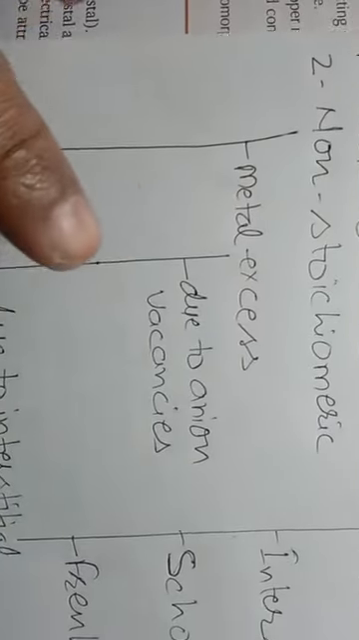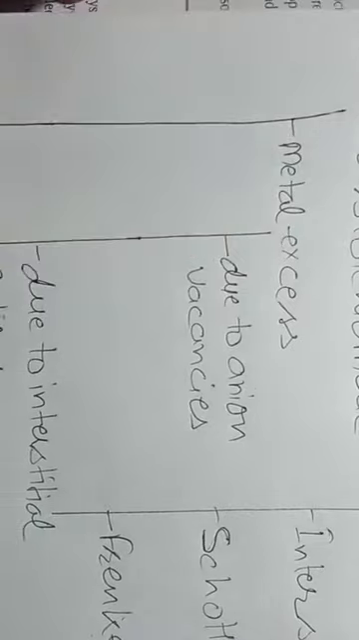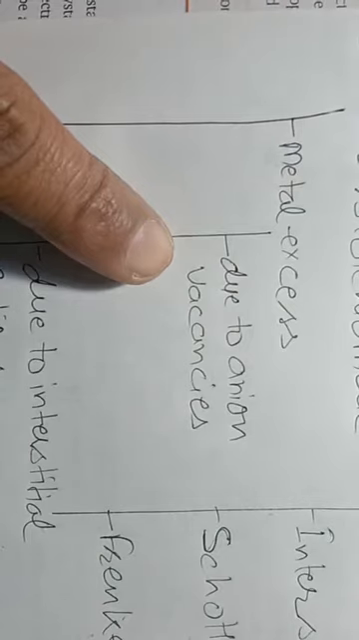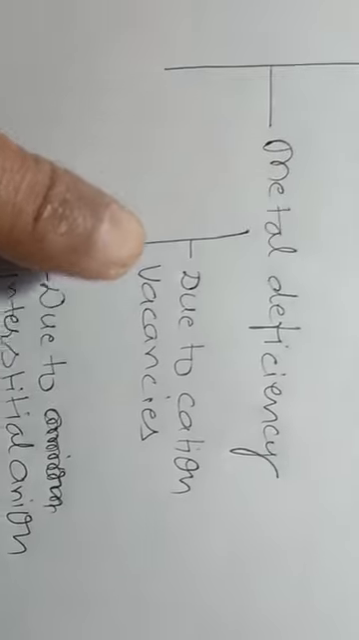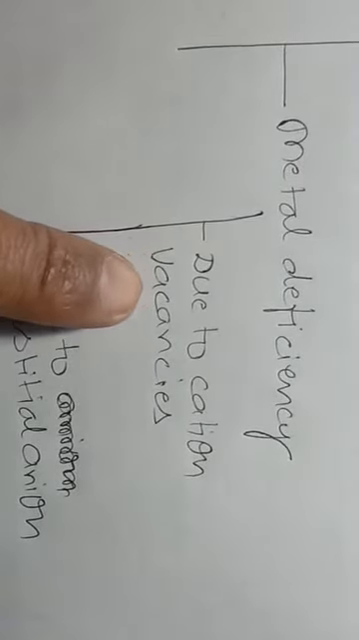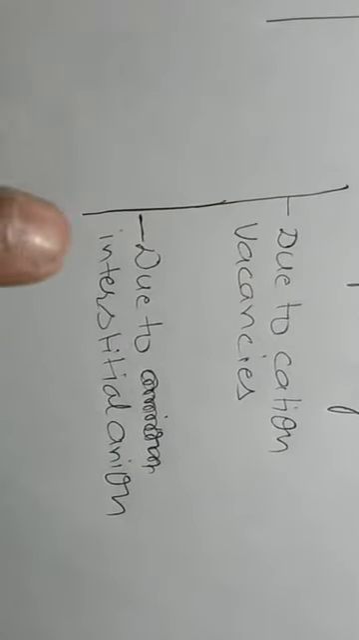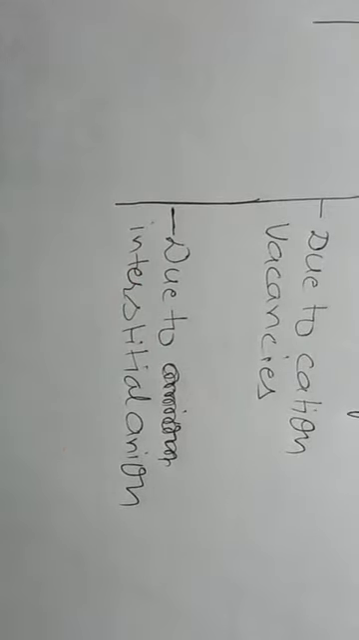Metal excess defects are again divided into two types: metal excess defect due to anion vacancy and metal excess defect due to interstitial cation. In the same way, metal deficiency defect is divided into two types. First is metal deficiency due to cation vacancies, and the second is metal deficiency defect due to interstitial anion.